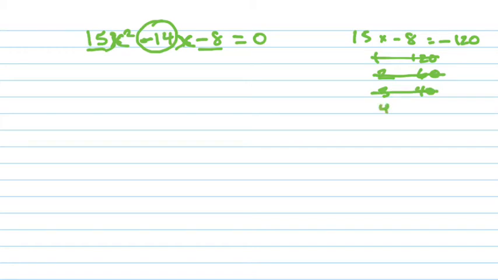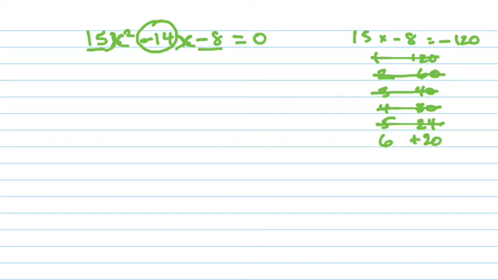4 goes into it 30 times. No. 5 goes into it 24 times. No. I'm going through every possibility until I get there. 6 goes in there how many times? 20. And it's not always 6. And 20 minus 6 will do it, right?